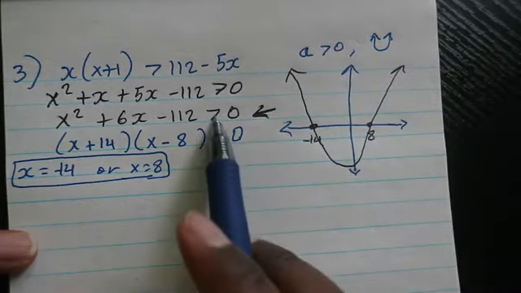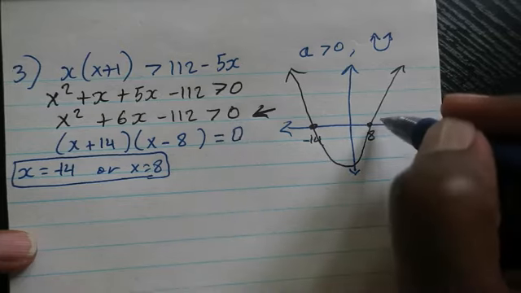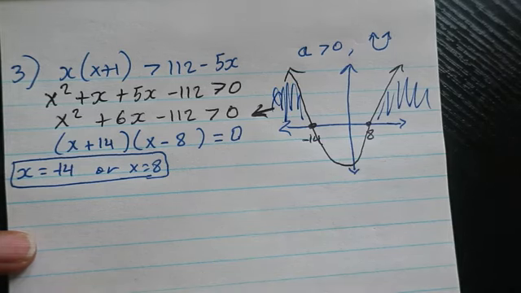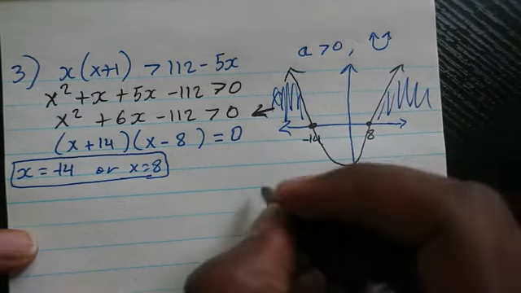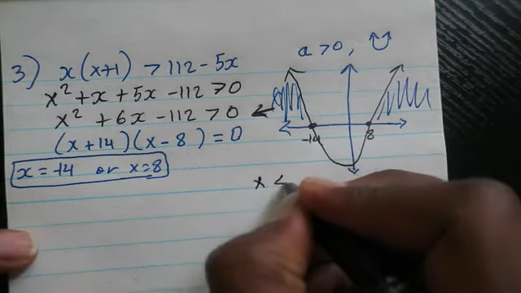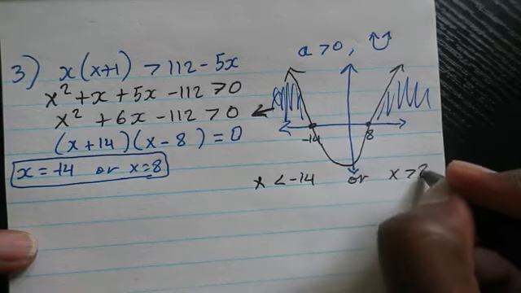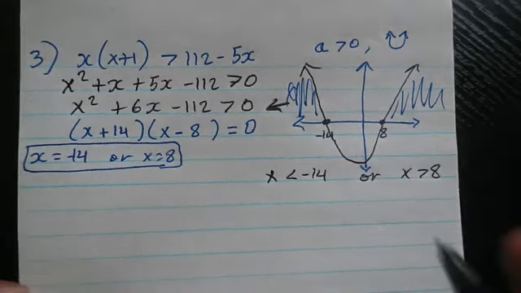Now, bigger than 0 means whenever you're above the x-axis. Over here and to the side over here. So that means x is less than negative 14 or x is bigger than 8 as your solution to the inequality.